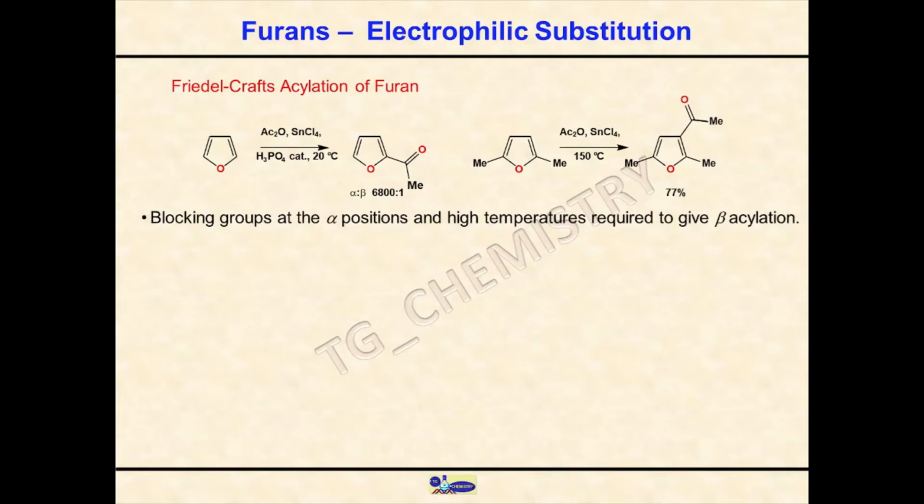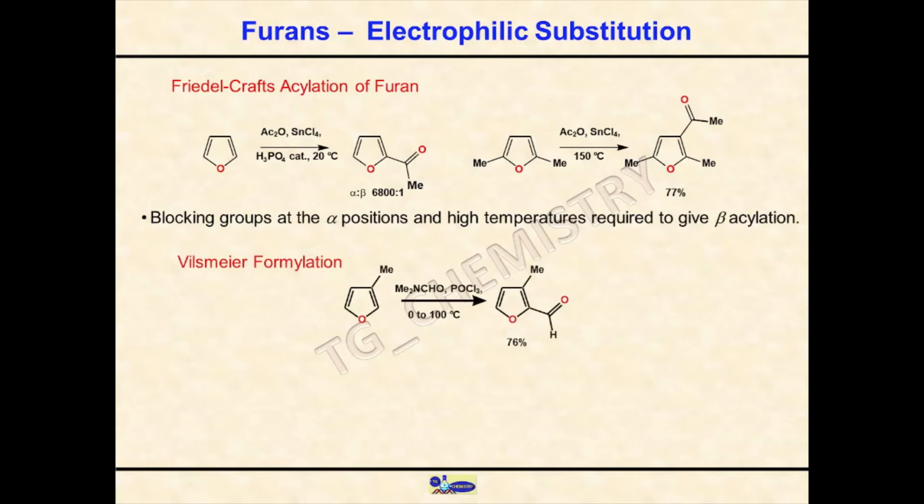Now on the right hand side, in another reaction, you can see that a 2,5-dimethyl substituted furan, when it reacts with acetic anhydride in the presence of stannic chloride at a higher temperature of 150 degrees centigrade, can form a 3-acetyl furan derivative in 77% yield. Now the blocking groups at the alpha positions and the high temperature do the trick to get the beta substituted or beta acylated furan derivative by means of Friedel-Crafts acylation reactions.